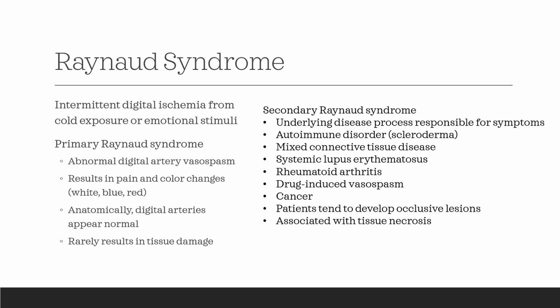Primary Raynaud's syndrome is abnormal digital artery vasospasm resulting in pain and color changes. It can also result in numbness from the vasospasm. The arterioles constrict, you're no longer getting flow to your fingers, so a pale to blue color of the hands would be very common. Anatomically, the digital arteries appear normal. There's no stenosis there. It's just their physiologic reaction with that arterial constriction that's going to be causing the issue.